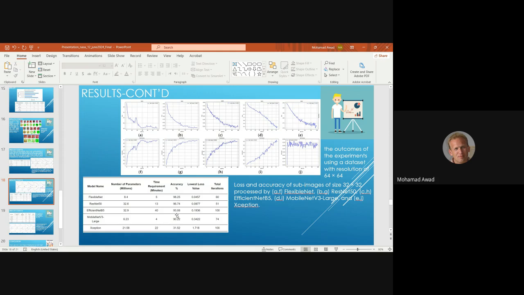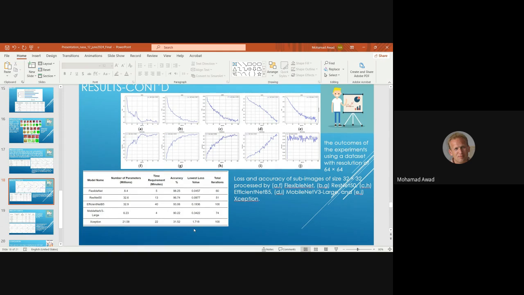But this price is paid in order to get higher accuracy, and it's not that big a difference compared to the other models such as ResNet 50, EfficientNet B5, MobileNet or Xception.